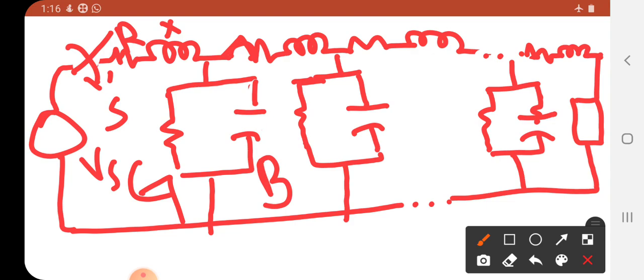For example, there is no loss in the transmission line. We assume that there is no loss in the transmission line. Then how is it?